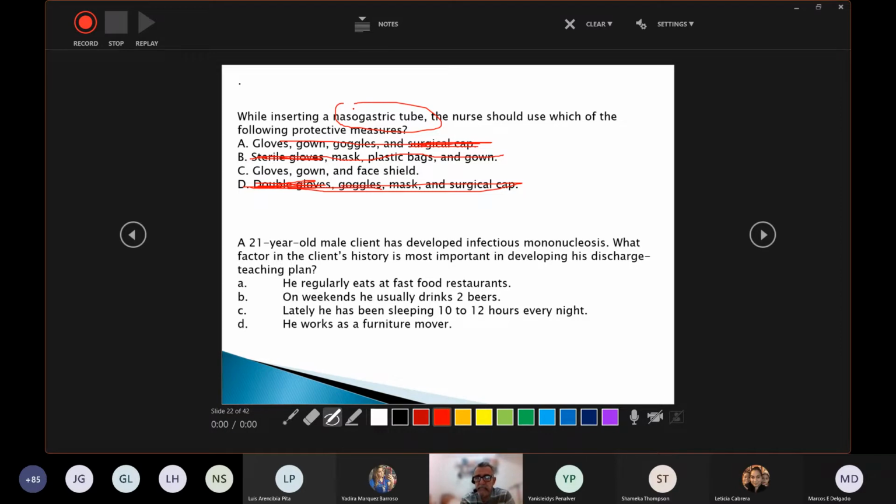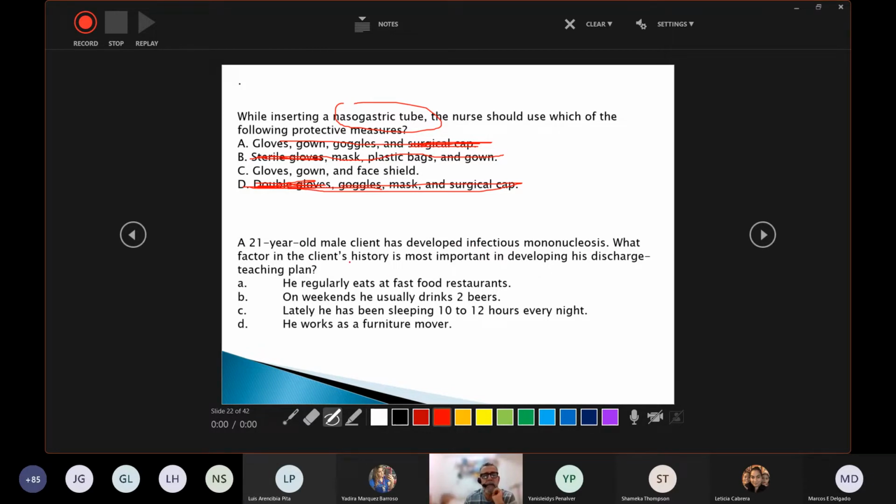Remember that this is Disney World, okay? That everything is clean and perfect and organized, okay? So it's the theory. We agree? Can we move? Yes. A 21-year-old male client has developed infectious mononucleosis.